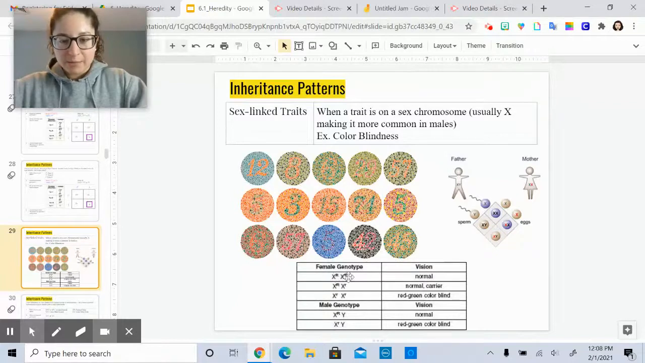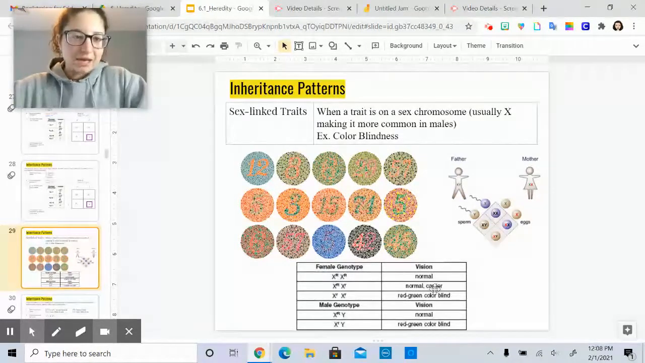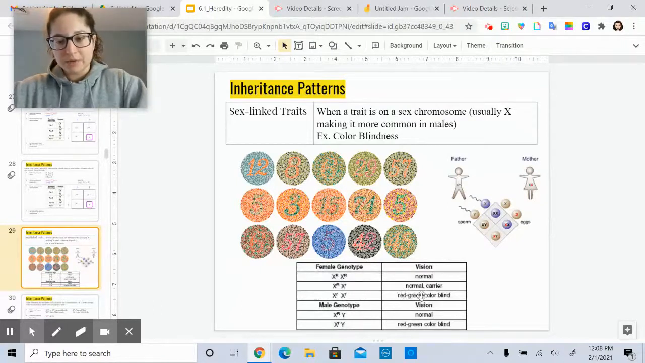All right, so now that we can better see our table, we can see female genotypes can be X big R X big R, which would be normal vision, homozygous normal. We can have X big R, X little r, which again would be normal vision, but you're heterozygous, and you can be what we call a carrier, which just means you can pass the trait on to your offspring. You can also be X little r X little r, which would be homozygous recessive, and you would be red-green colorblind.